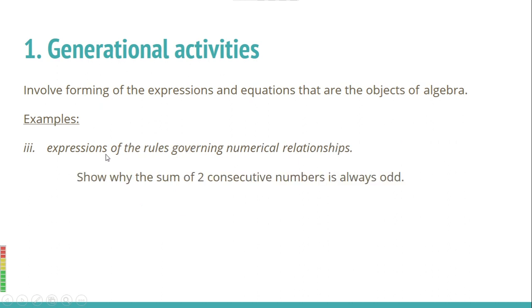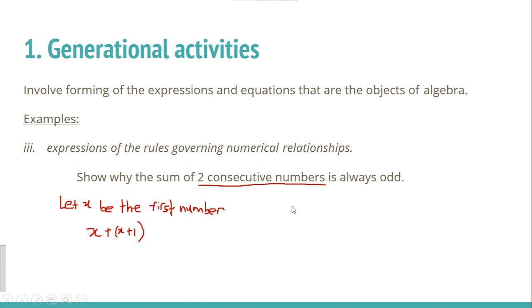And lastly, expressions of the rules governing numerical relationships, such as this conjecture: show why the sum of two consecutive numbers is always odd. So the representation here involves two consecutive numbers. Assigning the variable x as the first number, the representation for the two consecutive numbers is x and x plus 1.